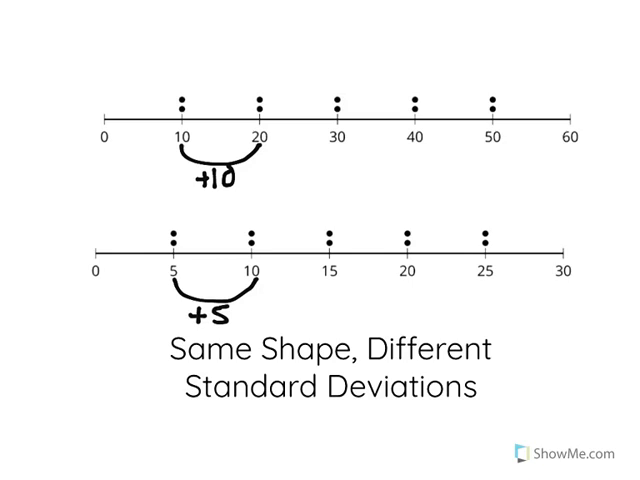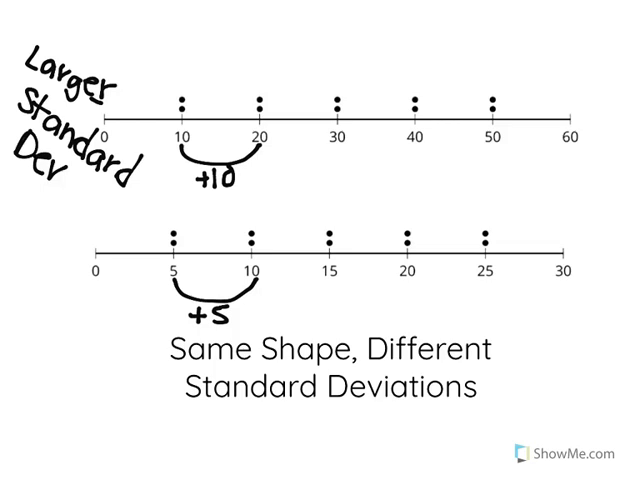So this top one actually has a larger standard deviation because technically the data points are more spread out because of the scale. The second one is going to have a smaller standard deviation because the scale is only going up by 5s. So even though they have the same shape, we have to take a look at the scales in order to determine what the standard deviation is.